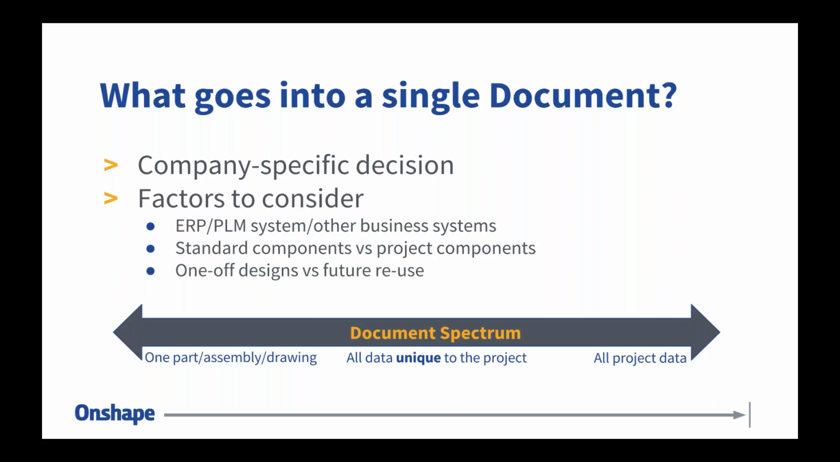So it's not just the simple stuff. We all know that nuts and bolts should probably be in a separate document. I think most users get that at this point. They generally put those into some kind of a standard library document. But it's not always so clear. Sometimes you're designing in a document and you realize, oh, this assembly I'm going to reuse in other different places.